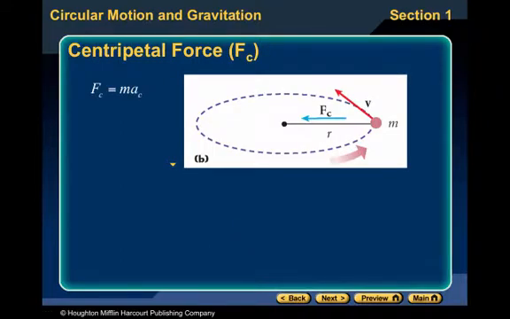So centripetal force: for there to be an acceleration, there has to be some sort of net force. And we use the same equation, F equals ma. We're going to say centripetal force is equal to mass times centripetal acceleration. And since AC is equal to v, the tangential speed, squared over R, we can plug that in so we have FC is equal to mv squared over R.